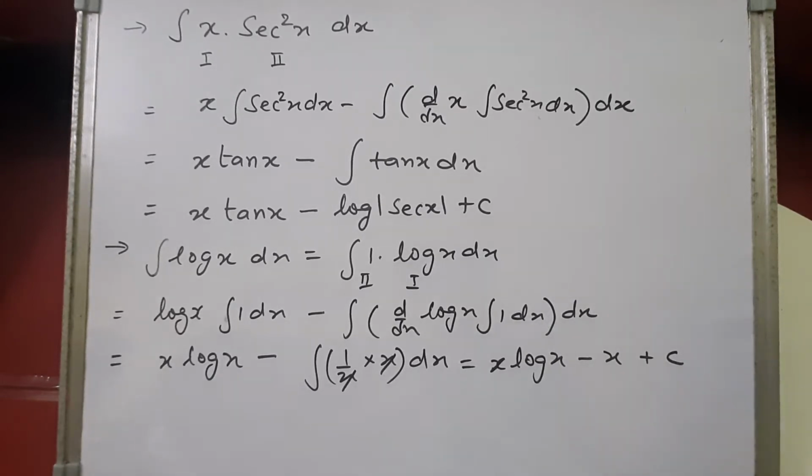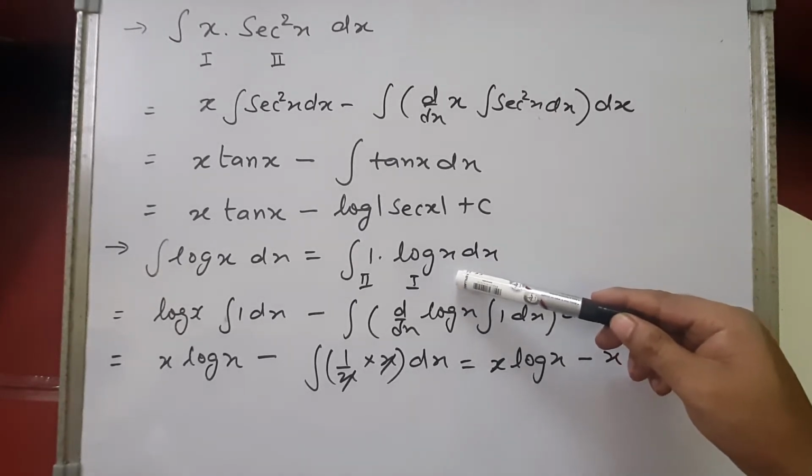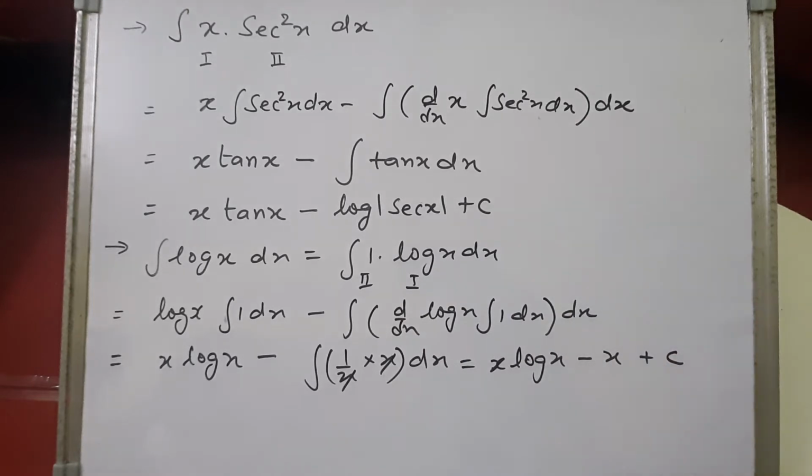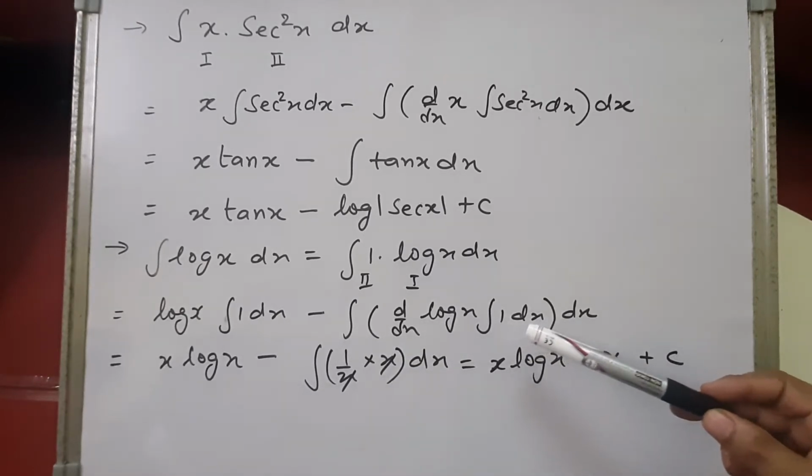All right children, let's see another sum. Here we have to integrate log x with respect to x. There is only one function, so we can write log x as 1 into log x. So log x will become the first function and 1 will become the second function. So what is integration by parts? First function, integration of second function dx. So it will be log x integration of 1 dx minus integration of d by dx of log x, integration of 1 dx, to the whole integration.